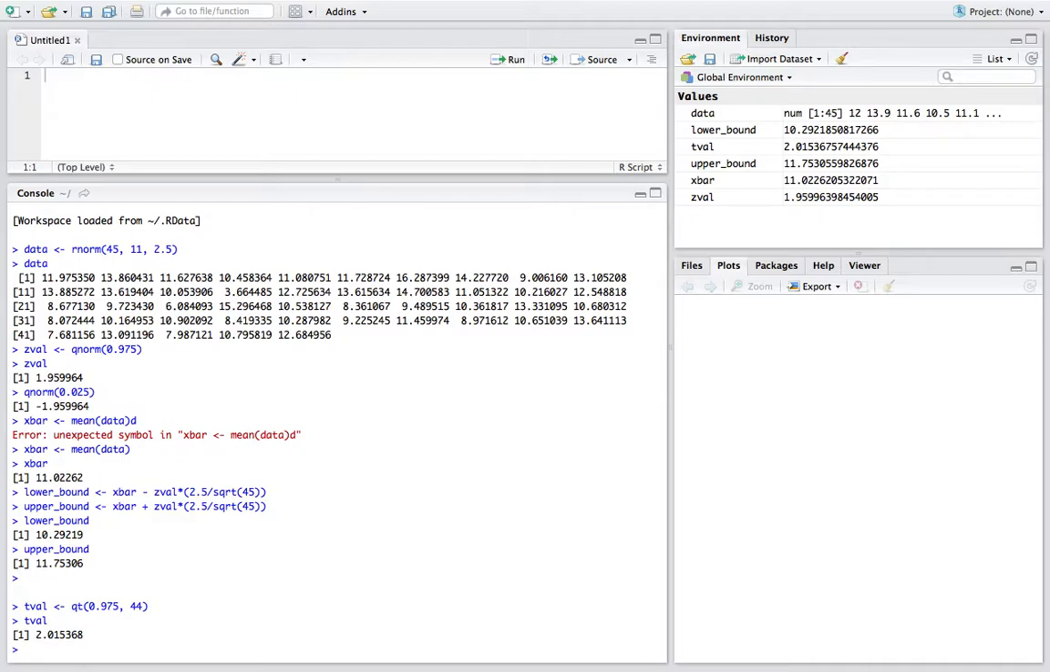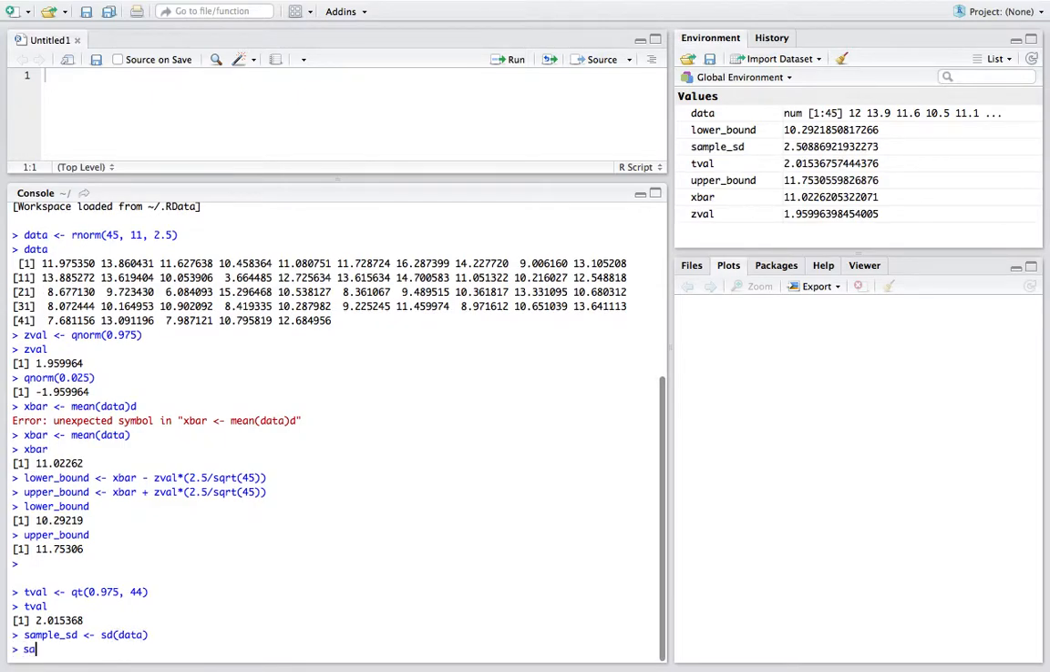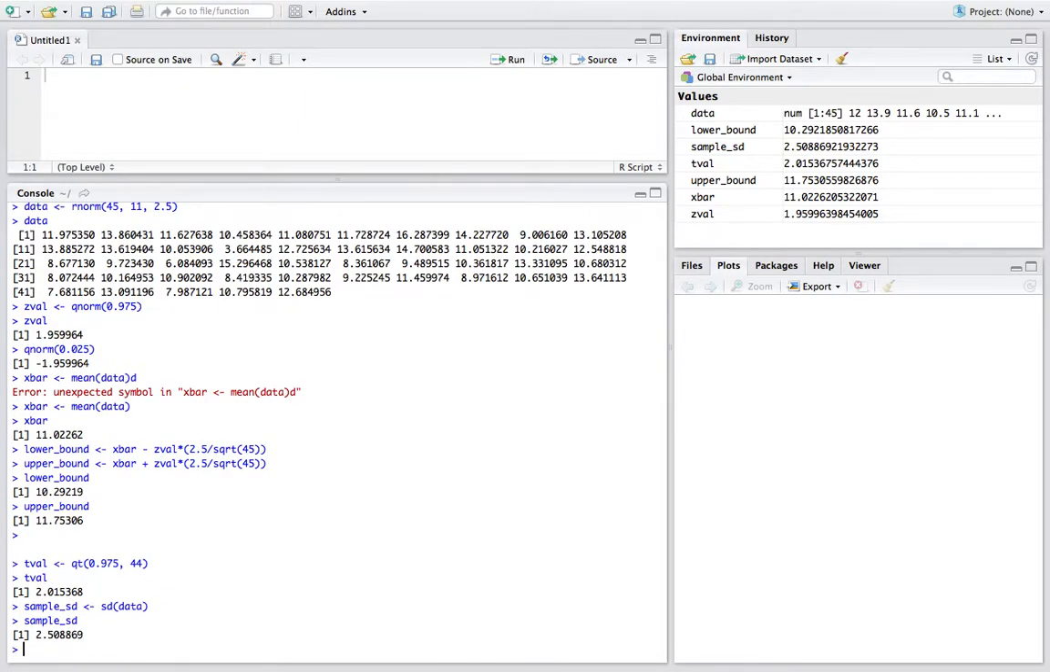We're also going to calculate the sample standard deviation using the sd function, which just takes the data as an input. That gives us a sample standard deviation of 2.5, which we'll round up to 2.51, extremely close to the actual standard deviation, but that could just be a function of the randomness in this data set. It's not always going to be that close.